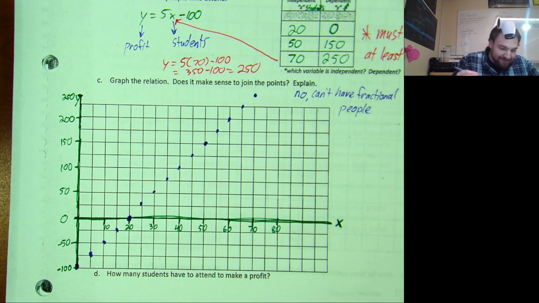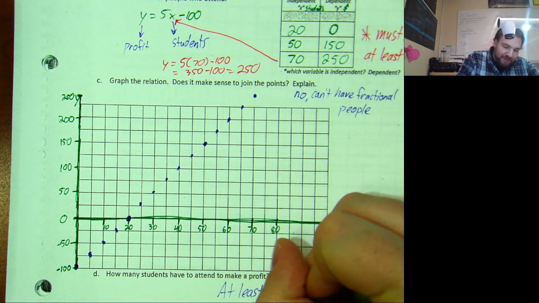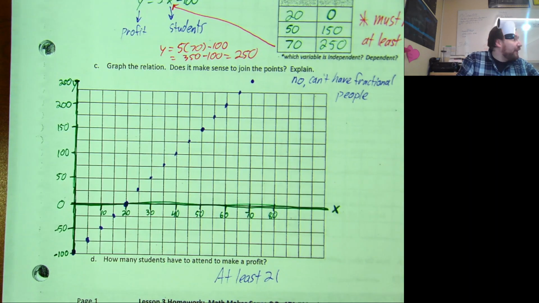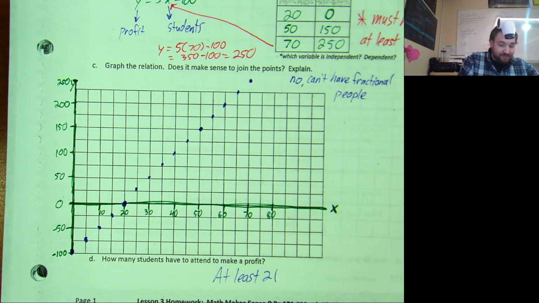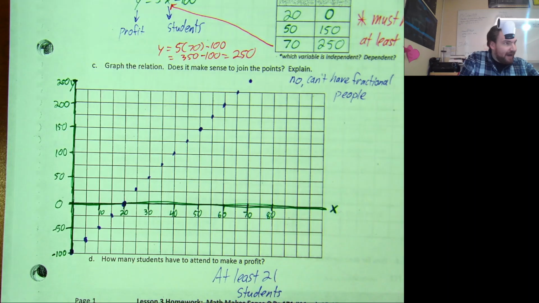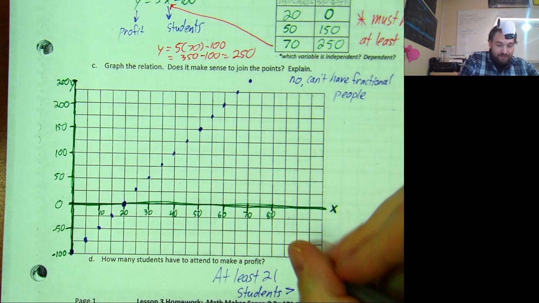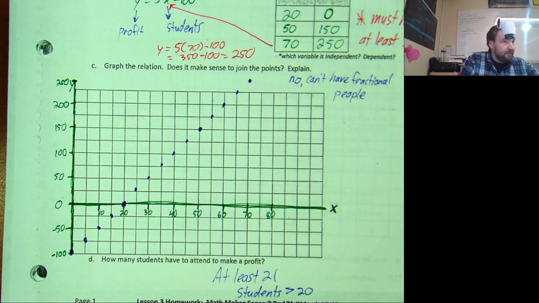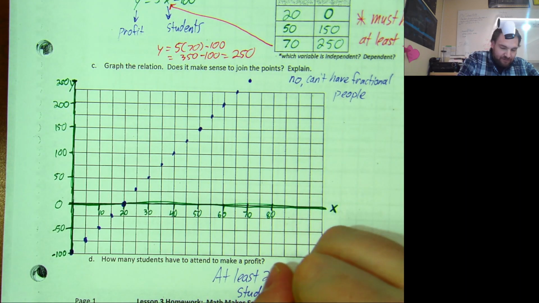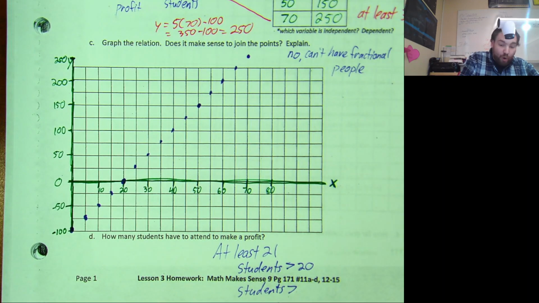At least? How many? 21. Or we could use an inequality to describe this. Students need to be what? Greater than 20. Or you could say students are going to be greater than or equal to 21.